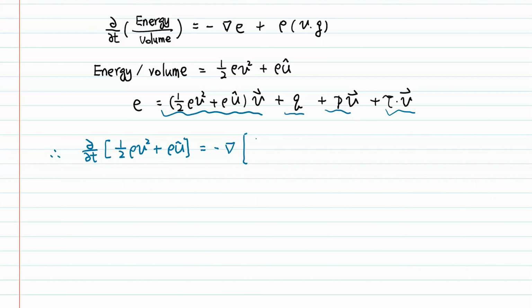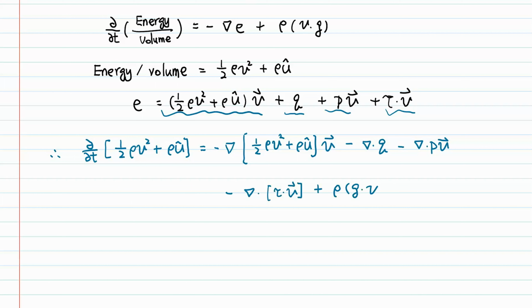So we have 1/2 rho v squared plus rho u, times velocity, minus the gradient of heat, minus the gradient of PV work, minus work by viscous force, and also we have the last term here, which is other external forces like gravity.